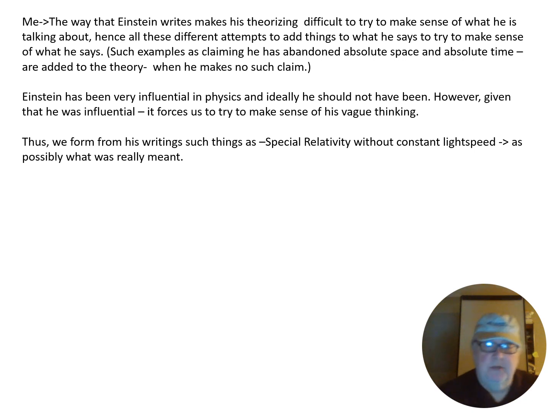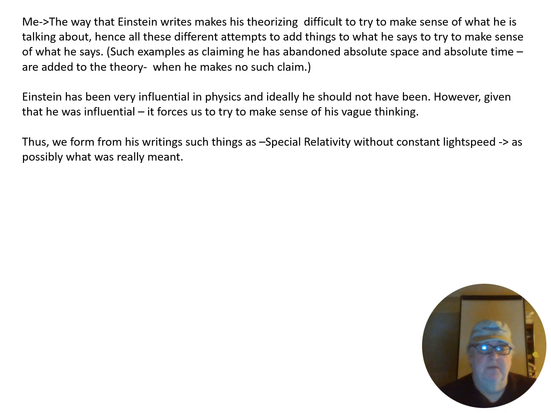The way that Einstein writes makes his theorizing difficult to make sense of. Hence all these different attempts to add things to what he says to try to make sense of what he says. Such examples is claiming he abandoned absolute space and absolute time are added to the theory when he makes no such claim in 1905. And I've explained this a lot in other videos, where the people working from Einstein's relativity start changing things, which I would call moving the goalposts.